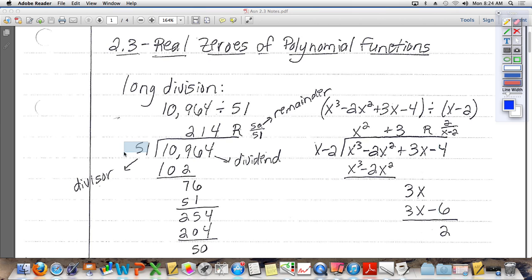First of all, this number right out here is called the divisor. You guys remember that word? The divisor? 51 is the divisor. And this number underneath the division sign is called the dividend. The first thing you need to do is decide whether 51 goes into 10. Can you divide 51 into 10? No, there's not enough.